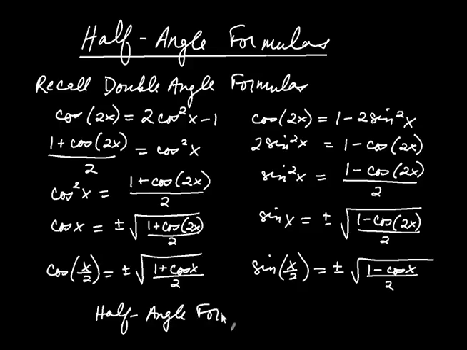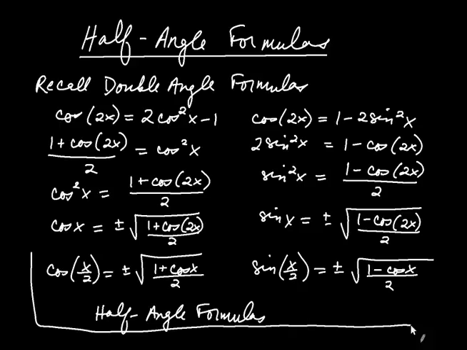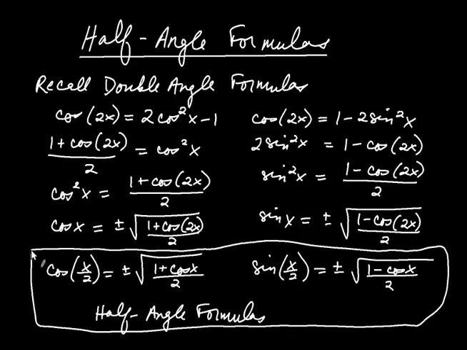Now you should know that there's also a half angle formula for tangent. We won't write it here, but you can find it in your textbook if you need it. You basically get that formula for tangent by simply dividing the one for sine by the one for cosine. Okay, so a couple things to note about this.